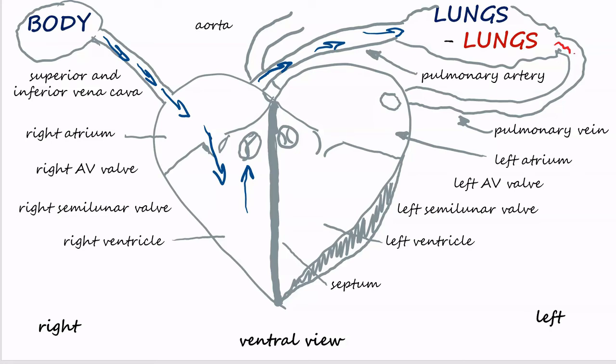In the lungs, the blood is oxygenated and it returns to the heart via the pulmonary vein. It enters the left atrium, passes through the left AV valve, and into the left ventricle. It now proceeds out through the semilunar valve and the aorta to the rest of the body. And there you have it, the circulation of blood through the heart.